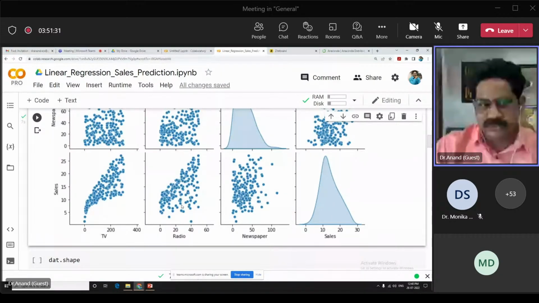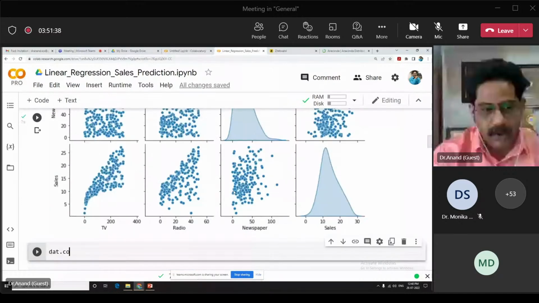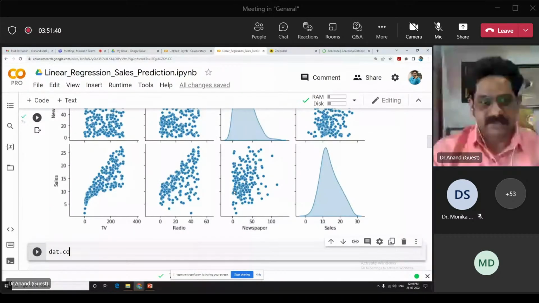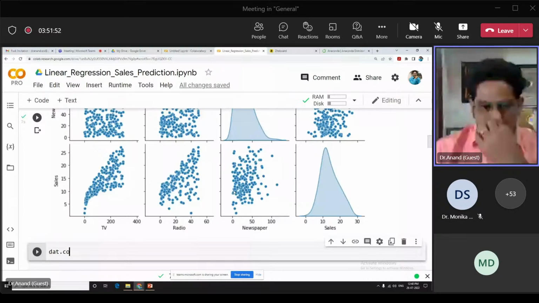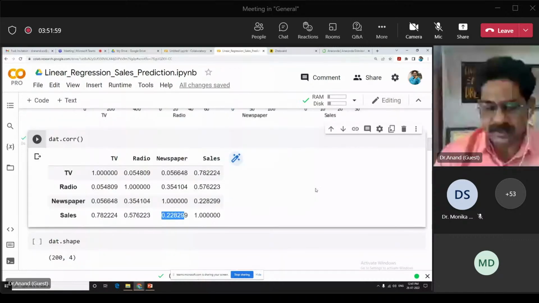How to investigate the correlation score is very simple and straightforward. Your dat.corr is going to give you a correlation matrix. And you see the sales is very strongly correlated to the TV. I told you from the pattern itself. The magnitude is around 0.78. And radio, not bad, 0.57. But newspaper is 0.22. Anything below 0.5 we consider is not a strong correlation. It's a relatively weak correlation.